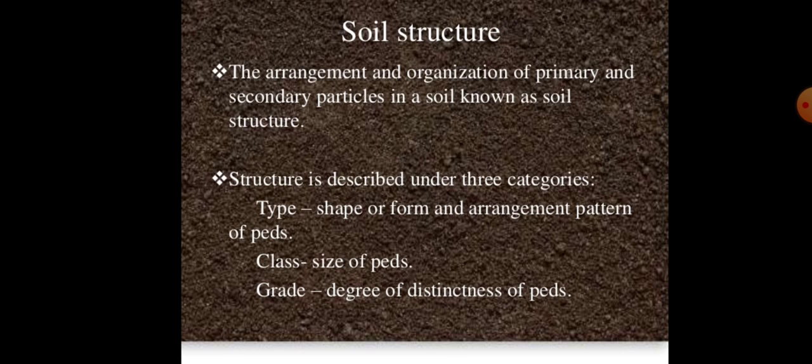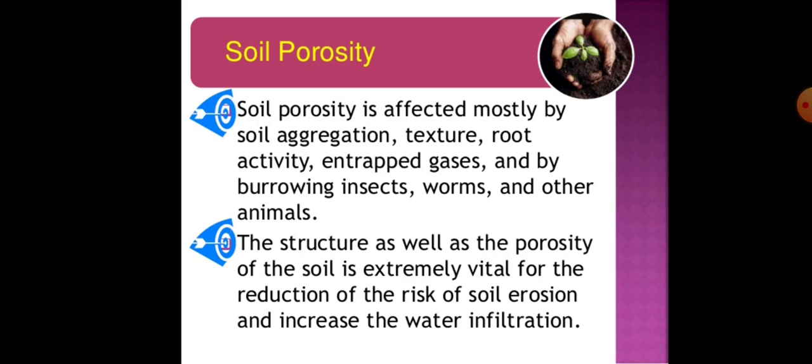Okay, so this is the soil structure. Then the next property of soil is soil porosity. Soil porosity is affected mostly by soil aggregation, texture, root activity, entrapped gases, and by burrowing insects, worms and other animals.